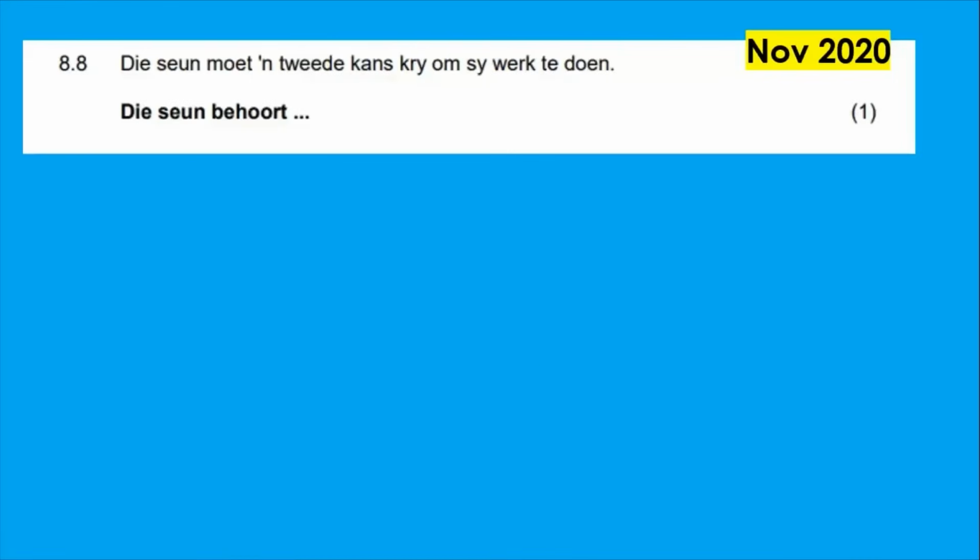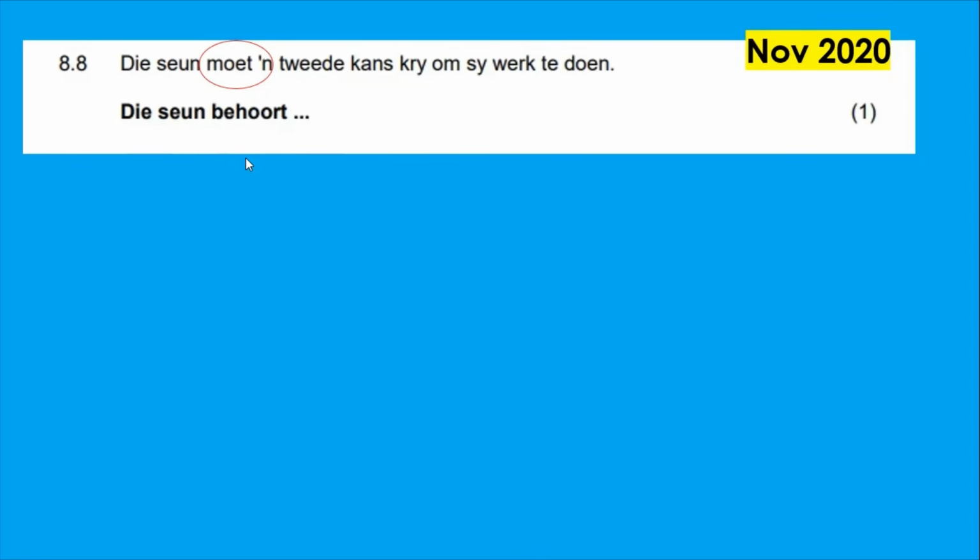Let's look at the first paper. So, at the top of this question, they state, rewrite the sentences starting with the words in bold. So this is how we know it is a behoort question, because they say, die seun behoort, and we have to start with that. So the sentence is, die seun moet 'n tweede kans kry om sy werk te doen. Okay, so first thing that we see here is daar's 'n moet. Moet is 'n hulpwerkwoord, but it's going to be replaced by behoort, so that is going to fall away.